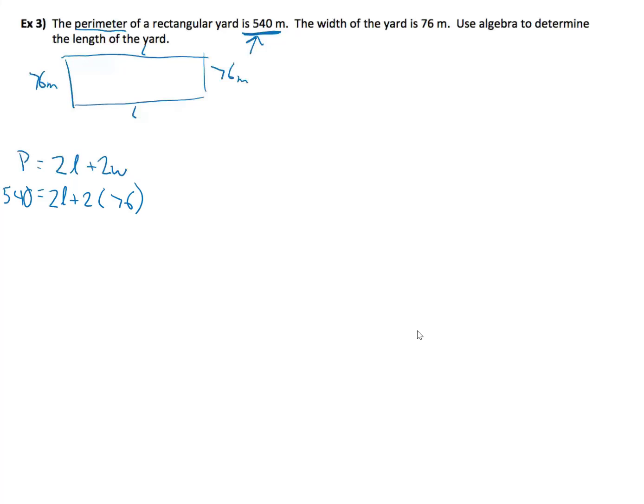So now we actually just need to solve for L. And this is just an algebraic expression. You guys have done this countless times. You did it all in Unit 1. So we're just going to build off of that and keep going. All right, so 540 is equal to 2L plus 152. Move the 152 over, and we'll get 540 minus 152 is equal to 2L.